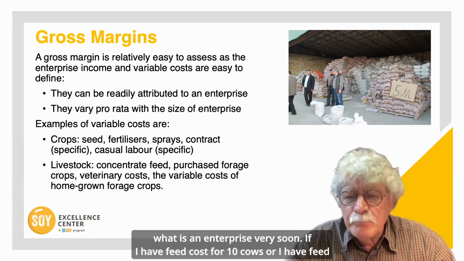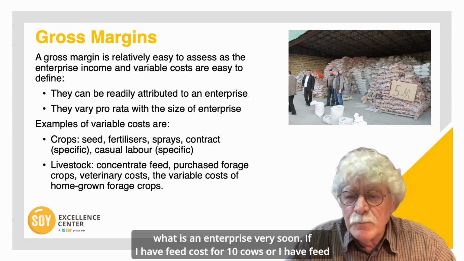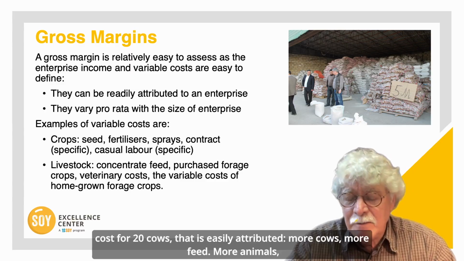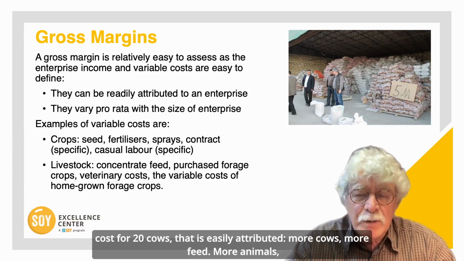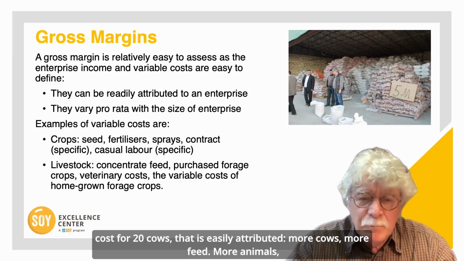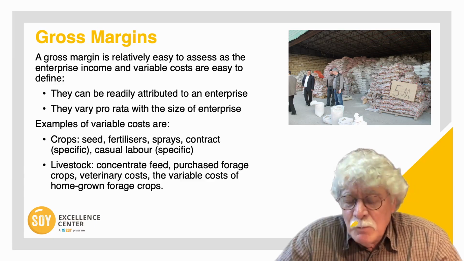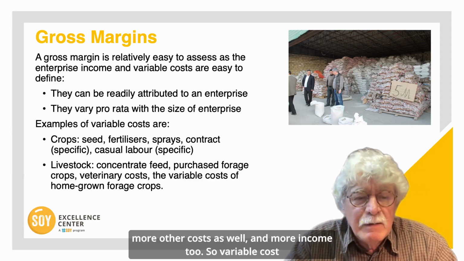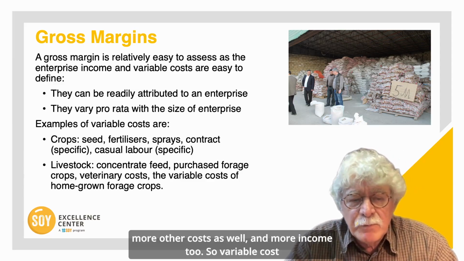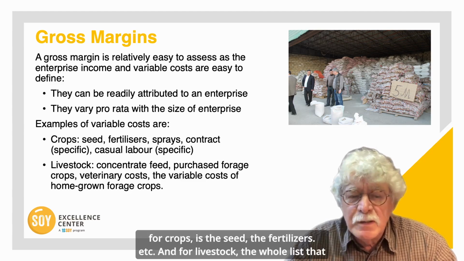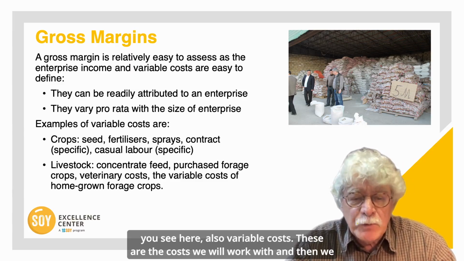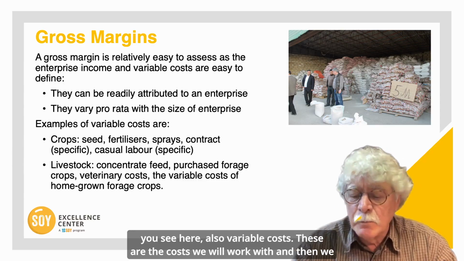If I have feed cost for 10 cows or I have feed cost for 20 cows, that is easily attributed. More cows, more feed. More animals, more other costs as well, and more income too. So crops, variable cost for crops is the seed, the fertilizers, etc. And for livestock, the whole list that you see here, also variable cost. These are the costs we will work with.